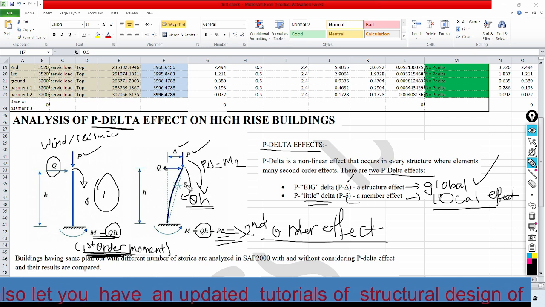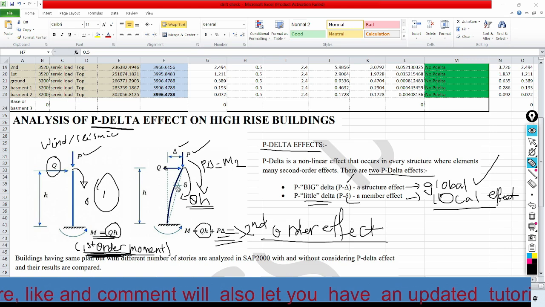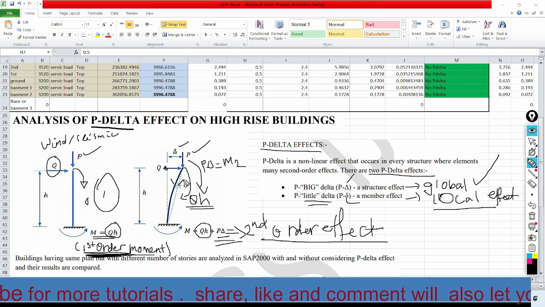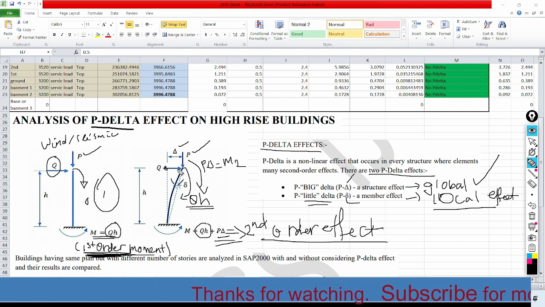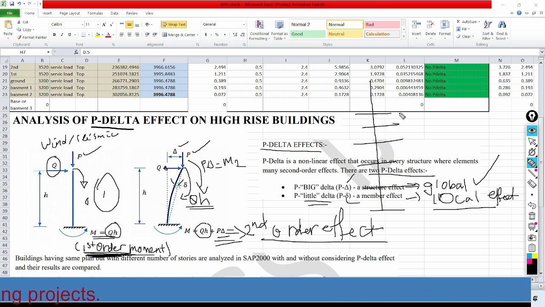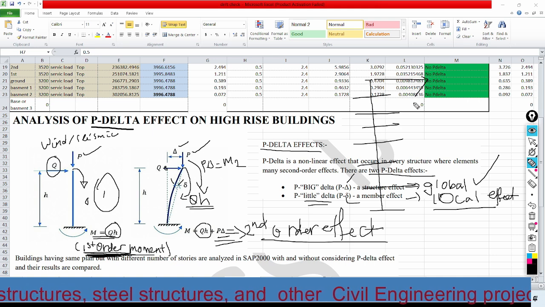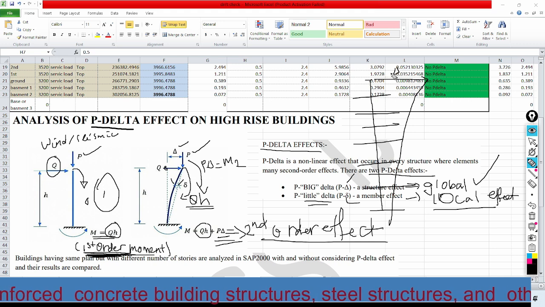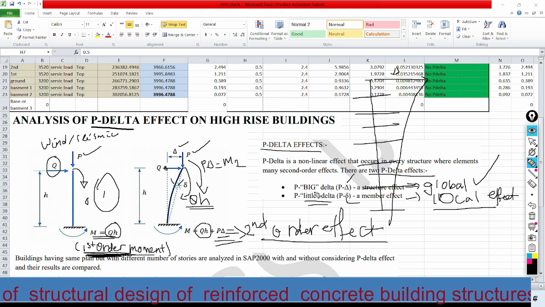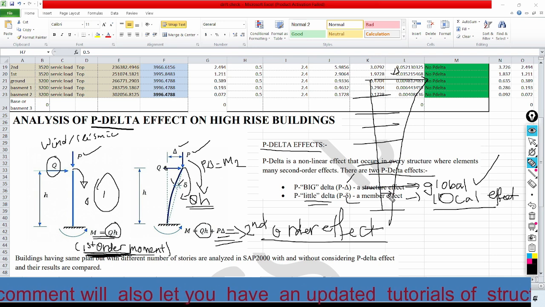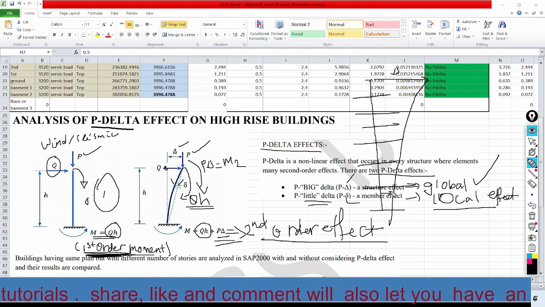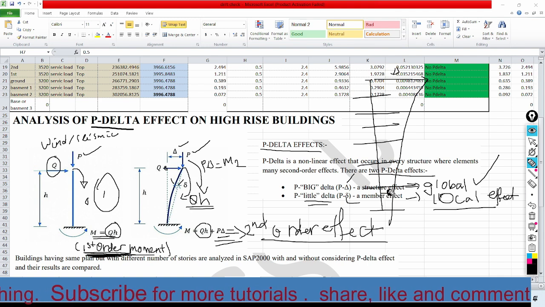Here, this sigma is the displacement from this point to this point, which is a localized effect. But in the case of this one, it is a global effect. That means, suppose we have a 20-story building, the displacement at the top of the structure is the delta displacement. That means it is the big delta. But in the case of here, it may be at the first story, so the effects will be insignificant.